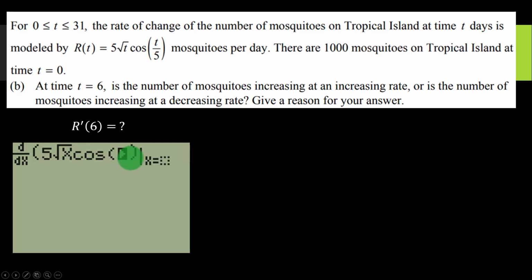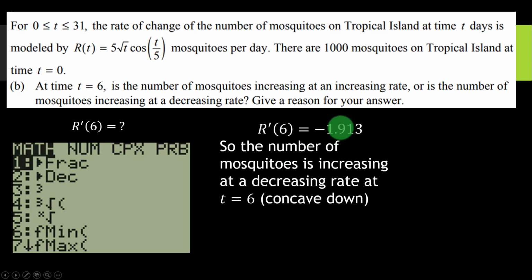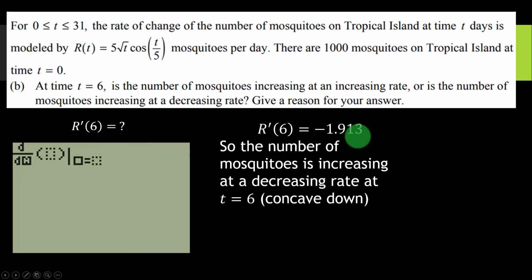So a common mistake for students here would be to try to actually take the derivative using product rule and chain rule, but you can do it. I have faith that you can do it, but it would just waste a lot of time when we can just put it in the calculator and get it real quick. This would take you maybe 30 seconds to put in the calculator. And we get r prime is negative 1.913, so the number of mosquitoes is increasing at a decreasing rate at time 6, which means it's concave down.